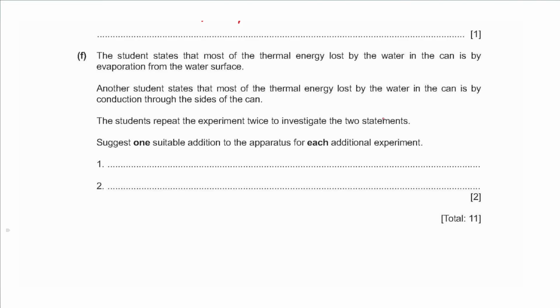Question F says the student states that most of the thermal energy lost by the water in the can is by evaporation from the water surface. Another student states that most of the thermal energy lost by the water in the can is by conduction through the sides of the can. The students repeat the experiment twice to investigate the two statements. Suggest one suitable addition to the apparatus for each additional experiment. So for the one with evaporation, we can add a lid or a cover. And for the one with the conduction from the sides, we can add insulation around the can to prevent heat going sideways.